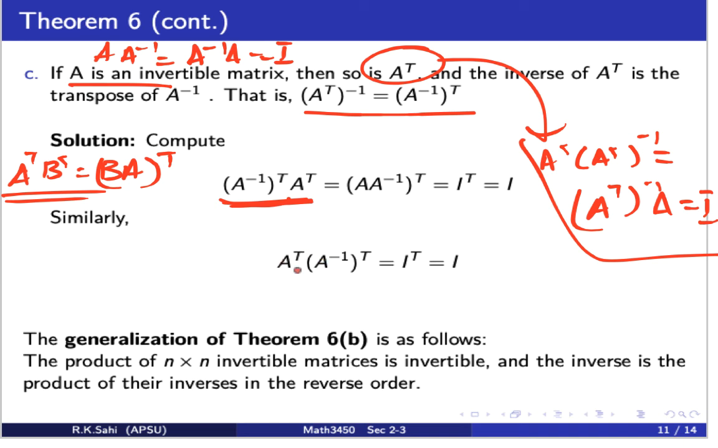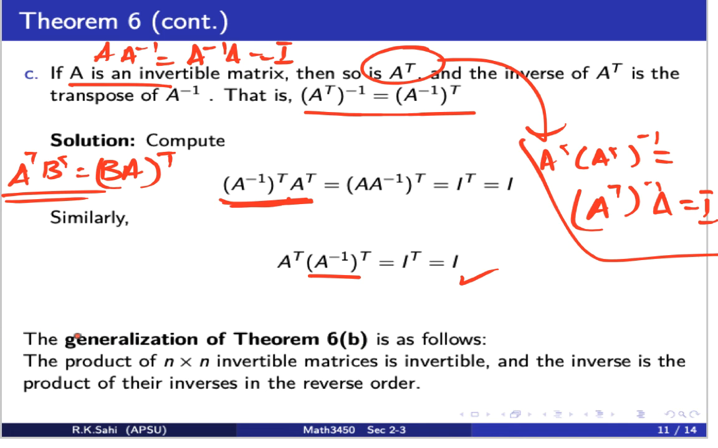So in a similar fashion, if A transpose is multiplied by A inverse transpose on the right hand side, we still get an identity matrix. The same procedure as the top. So basically these three properties are very, very powerful. We will use them a lot.